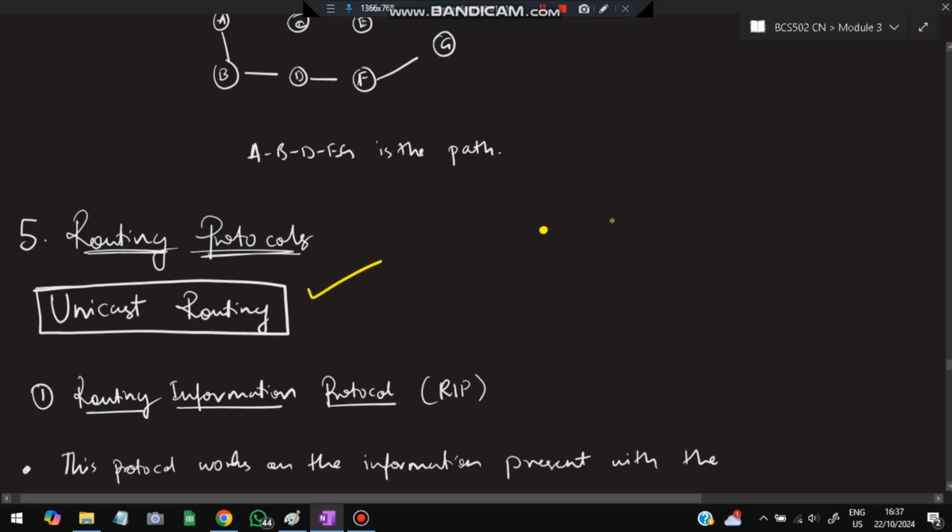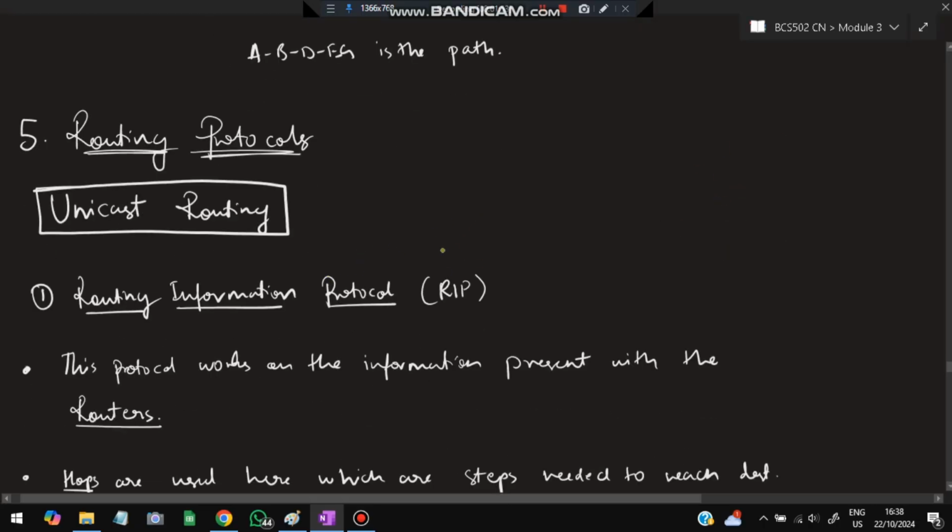Unicast means if you want to transfer the data from one point to another point, 1:1, that is called as unicast. Multicast means from one to many. Okay, from one to many. Okay, one to n, that is multicast. In unicast we have three types. Okay, first is the routing information protocol, or RIP.